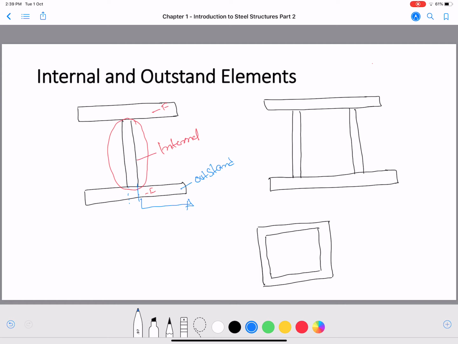When it comes to the composite section, for example you take this section, now these two webs are considered, so up to this section is called the internal element. What is the outstand element over here? This portion is called the outstand element.